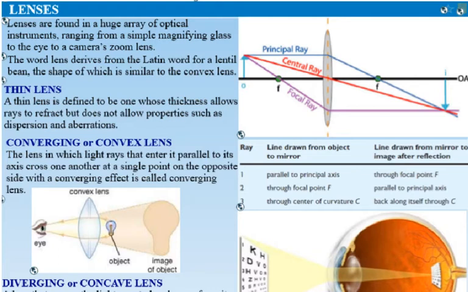A thin lens is defined by a thickness that allows the rays to refract but does not allow properties such as dispersion or aberration. Aberration of light is a phenomenon in which stars or other celestial bodies at astronomical distances, viewed from the Earth, appear to be slightly displaced from their true position. So that's called aberration. When we look at lenses, we will look at the convergent or convex lenses.